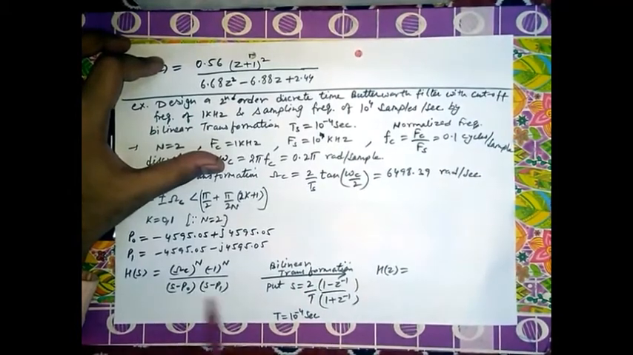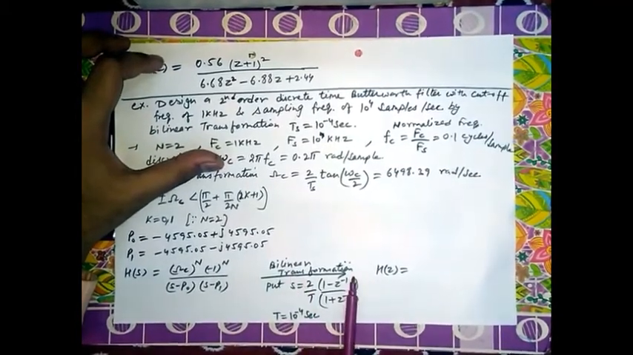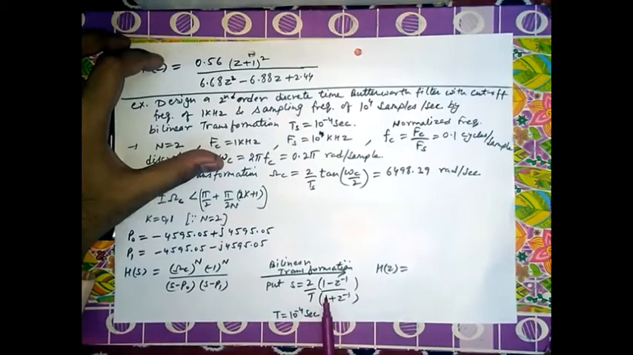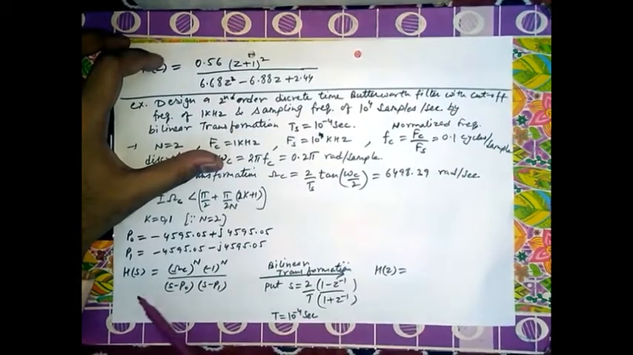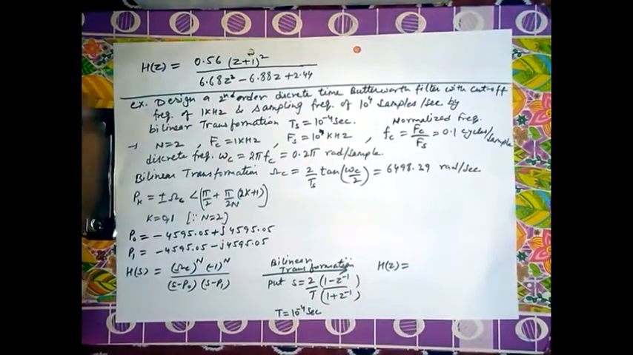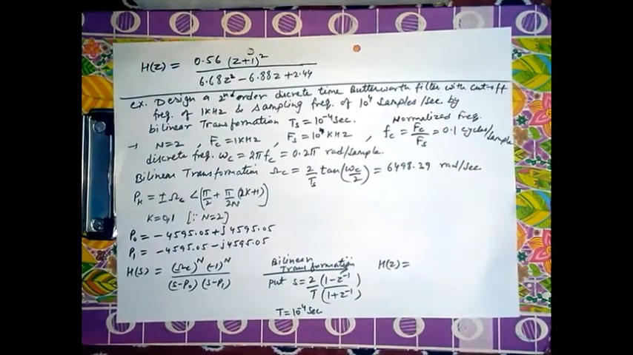After finding this H(s), we can find the bilinear transformation by putting s equal to 2 by T, (1 minus z inverse) upon (1 plus z inverse), where T is 10⁻⁴ seconds. Then we can put the value of s everywhere in terms of z, and we have the formula for H(z). As it comes out very complex, I have not calculated it.